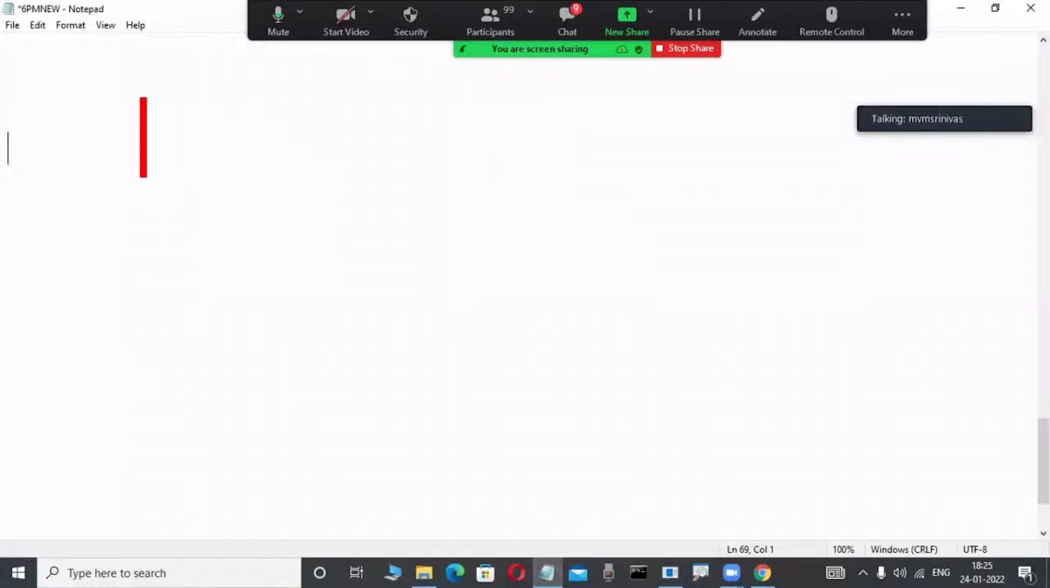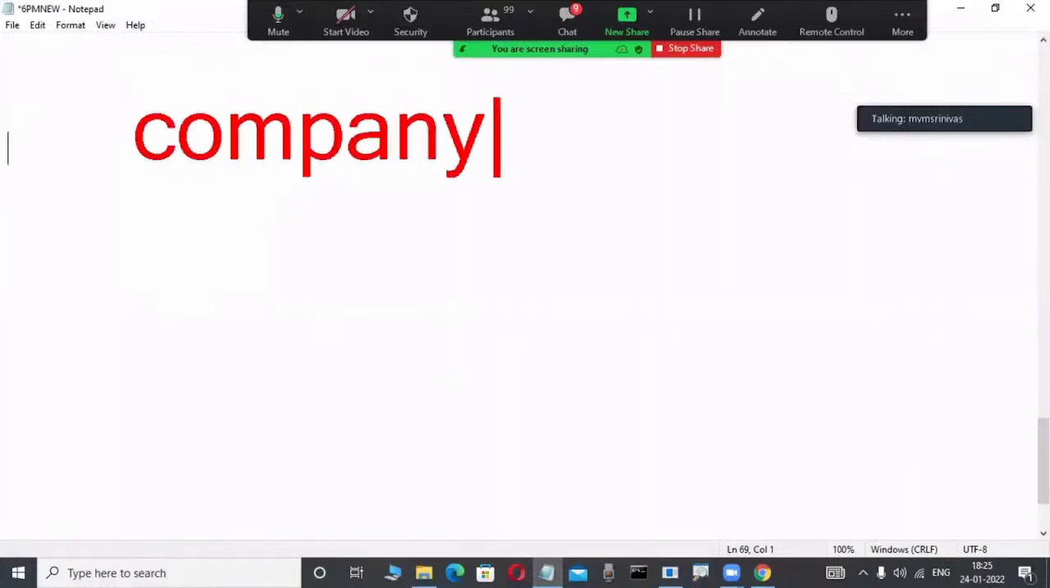Suppose here one company is there. Don't write it. A simple scenario. This company has two departments, for example purposes. One company may have so many departments, but I'm taking two for your understanding. IT is a department, and HR is also a department. Based on our knowledge, HR is a department.